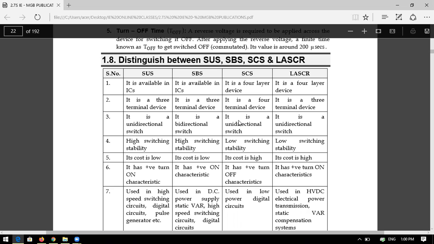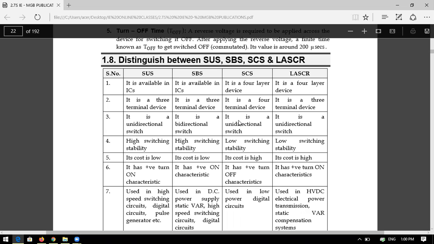That is the reason they act as rectifiers. The specialty of SBS is that it will conduct in both directions, so you can call it a bidirectional switch. All other devices are unidirectional switches. That means they are all rectifiers compared to SBS. Except SBS, all other devices are rectifiers because they conduct in only one direction. Next, what is the speed of switching?